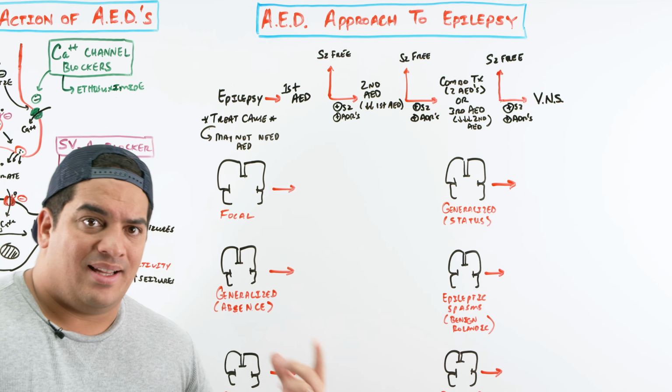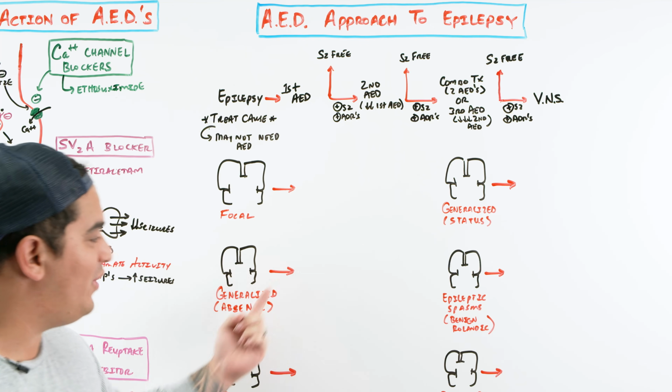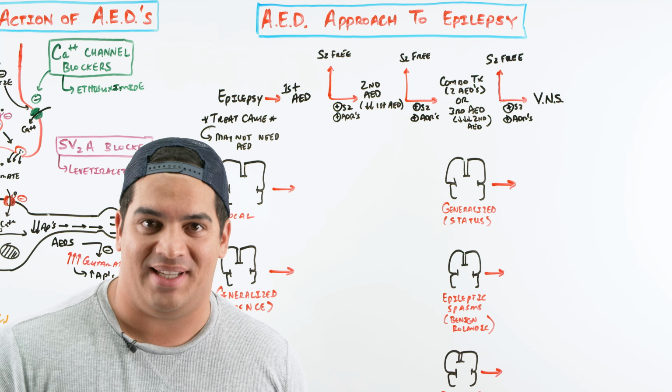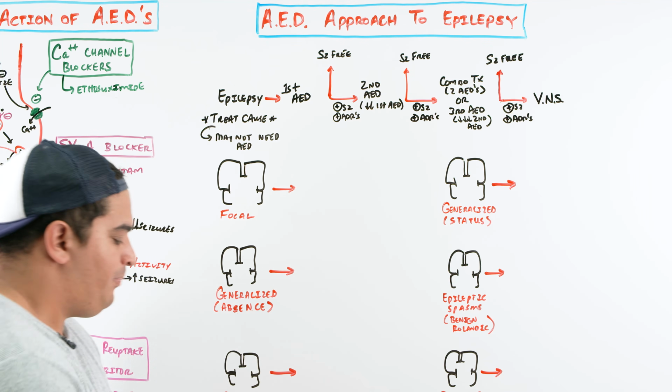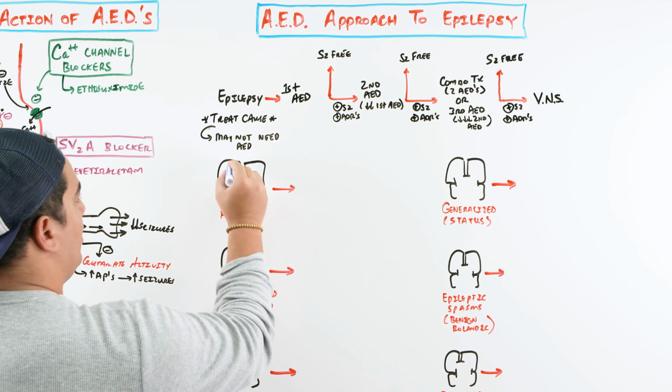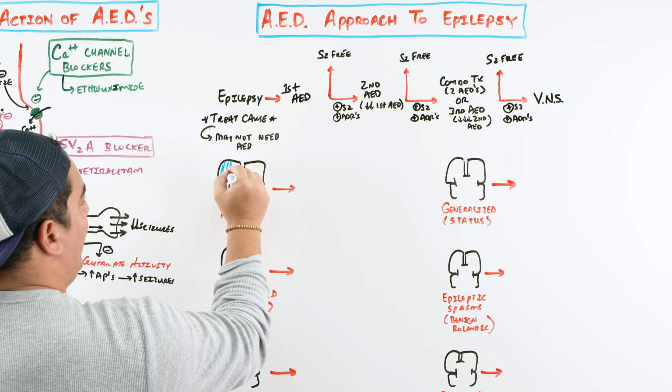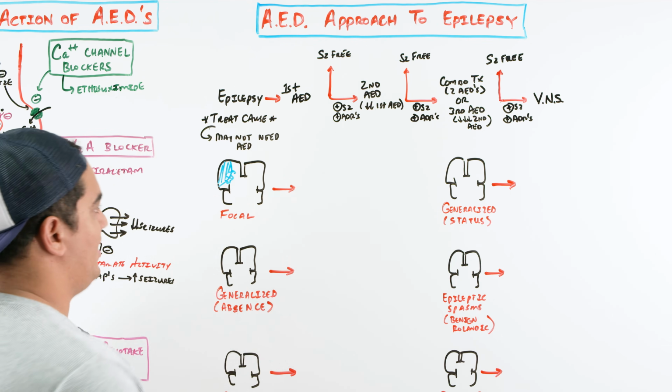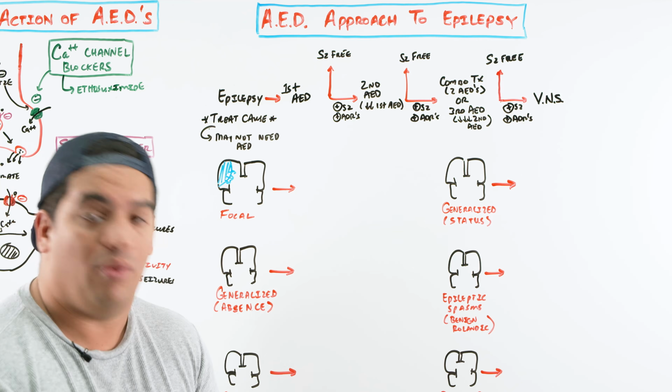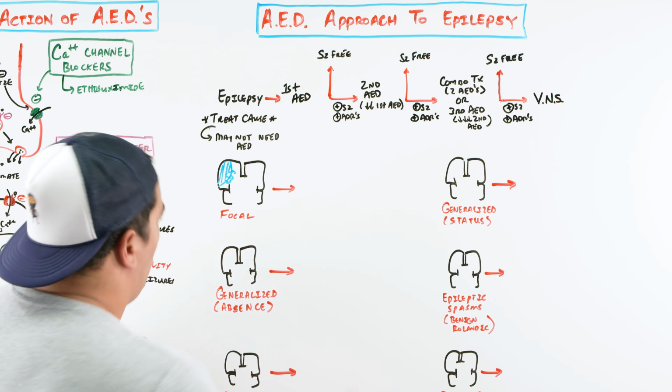That's then gonna lead us into the next step here. How do we treat all the specific types of seizures? So focal seizures. When a patient has a focal seizure, really the big thing is that these patients have specific antiepileptics that have been researched to be most effective. And what are those antiepileptics?